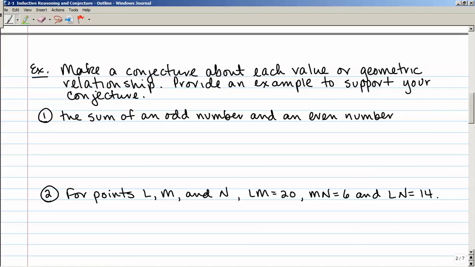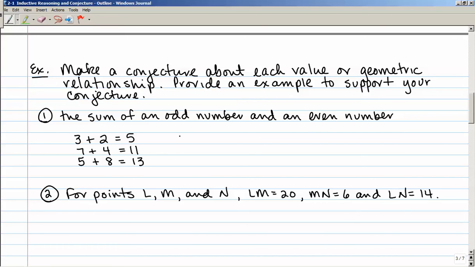Next set of examples, make a conjecture about each value or geometric relationship. Provide an example to support your conjecture. So the sum of an odd number and an even number. The best way to do this is to just try a couple examples. So 3 is odd, 2 is even, I add them and I get 5. Another odd number would be 7, and an even number would be 4, and I get 11. If I do 5, which is an odd number, plus 8, which is an even number, I get 13.